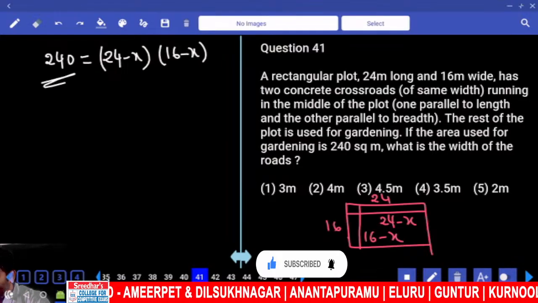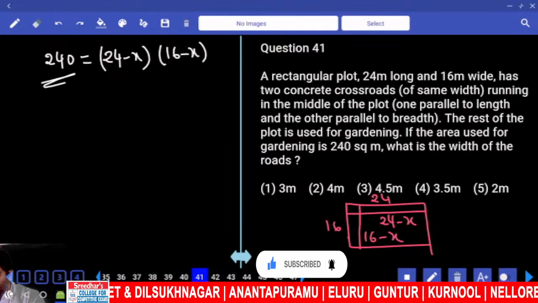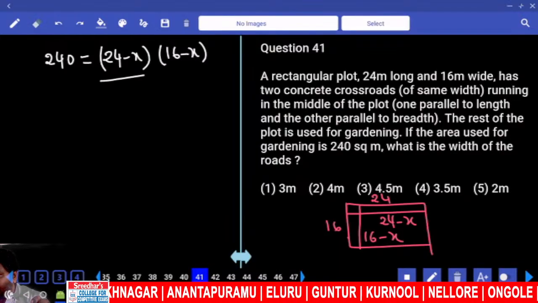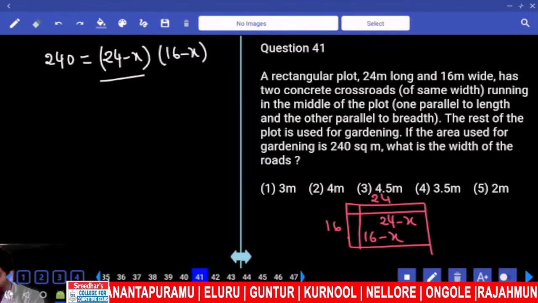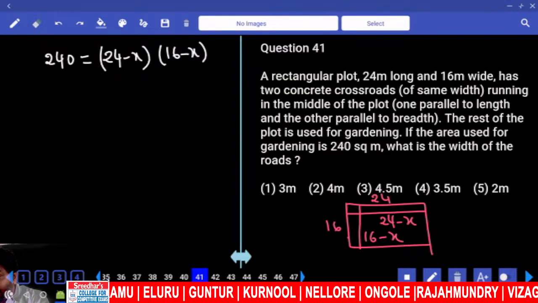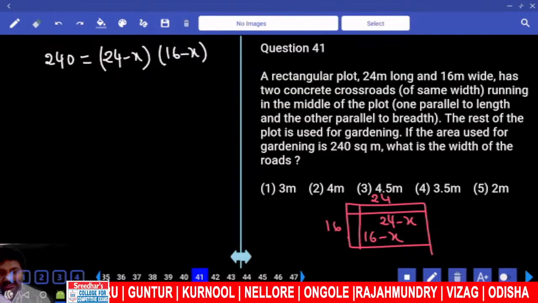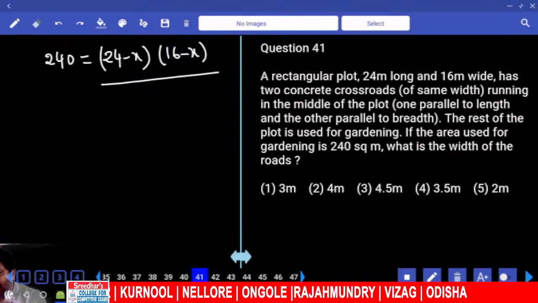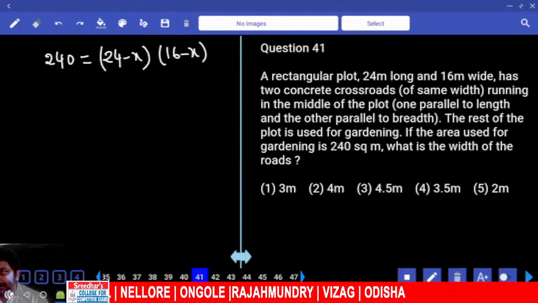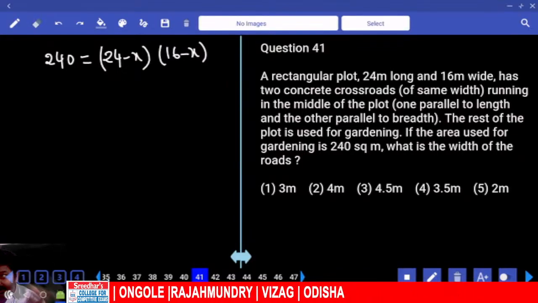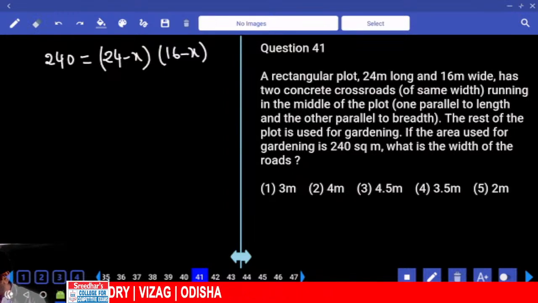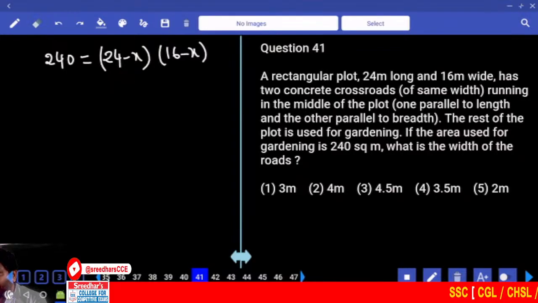240 is a multiple of 5. So one of the numbers, either 24 minus x or 16 minus x, should be a multiple of 5. Let's verify it. Instead of solving the quadratic equation, what method should be used here? Answer to question substitution. And that too, you need not verify everything. Logic is, left hand side number is a multiple of 5, so one of the numbers in right hand side should be a multiple of 5. That's the verification we are supposed to do.